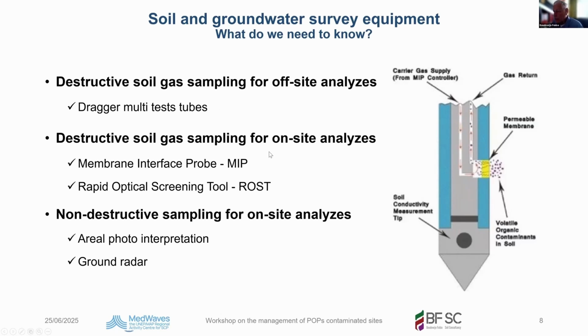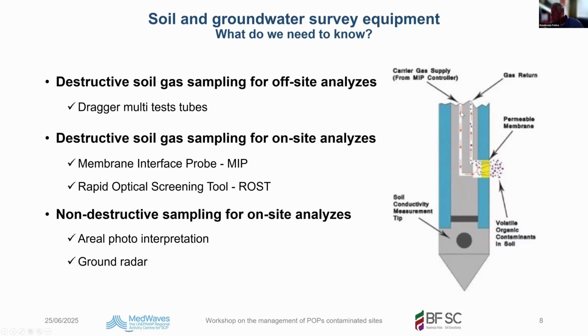Destructive soil gas sampling for on-site analysis. Here an example of MIP, membrane interface probe, or rapid optical screening tool, or ROST. This is a picture of the MIP. This is a cone being brought into the soil. Here is a tip with a sensor for conductivity measurements. Here is an opening, a membrane, where the volatile components are sucked into this tube.